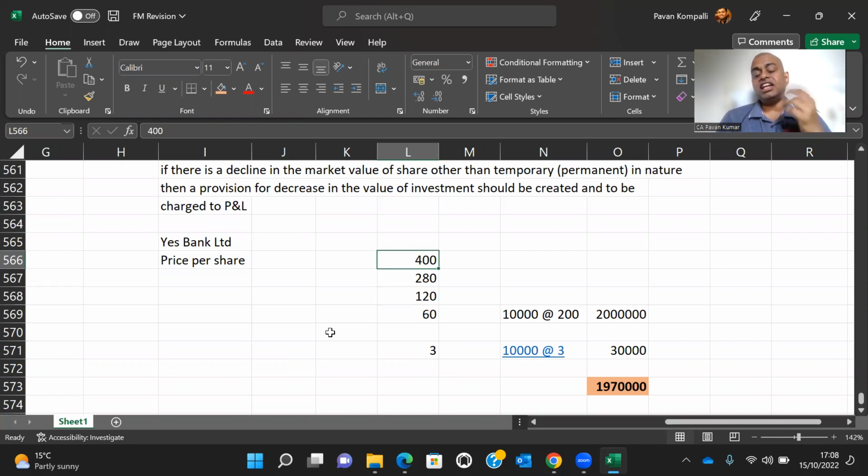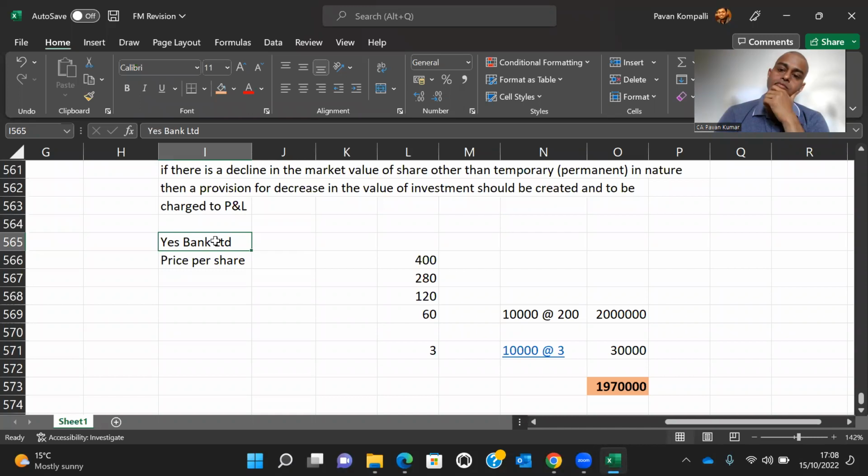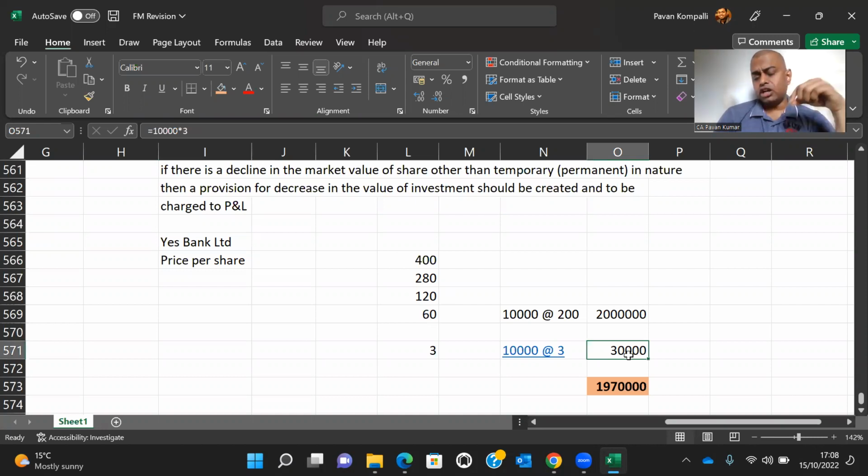No way. Already 3 years over, 4 years over. Nothing is happening here. Nothing will happen. So now, when I invested money in S Bank, it was for the long term. Do you think this fall in the market value of the share is something other than temporary? That means, in the nature of permanent?